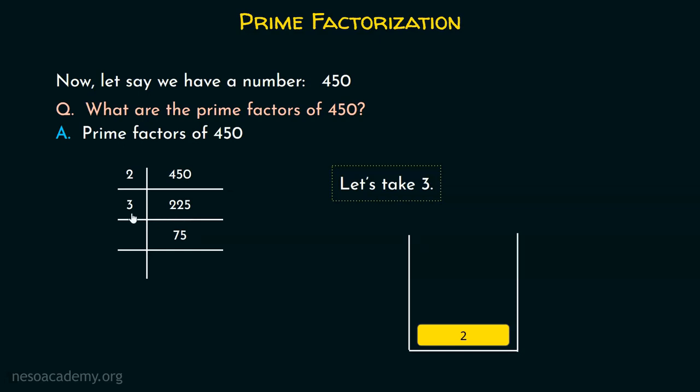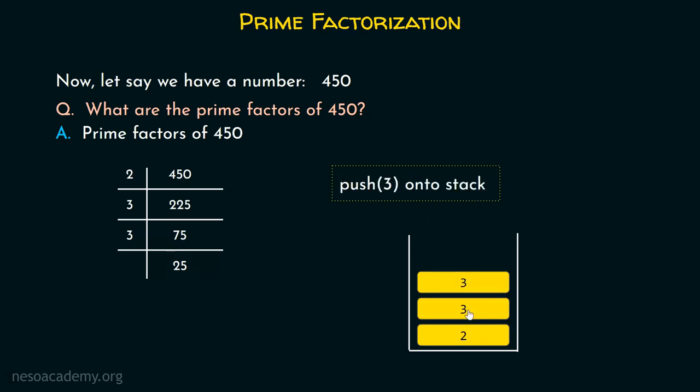And now it is clear that we can push this element onto stack because 3 is one such prime factor. So let's push this element onto stack. And this is how our stack looks. After this, let's try to divide 75 by 3. 75 is divisible by 3, isn't that so? So here we will put 3 and here we will put 25 because 3 into 25 is 75. Now this time we will push this element onto stack. Let's push this element.